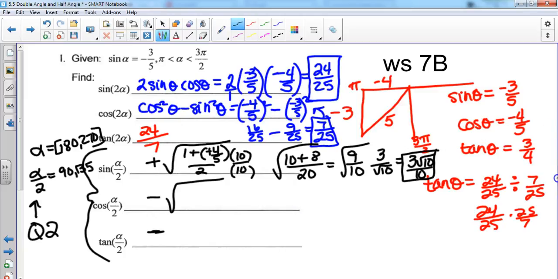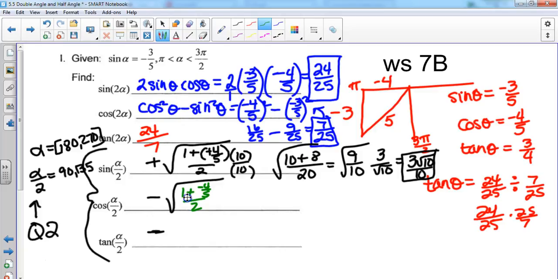What changes on this one? Yes, it's 1 plus the cosine, which is actually a negative 4/5. Can we just simplify that this time? What's 5/5 plus negative 4/5? Right, 5/5 is 1. Everybody okay?